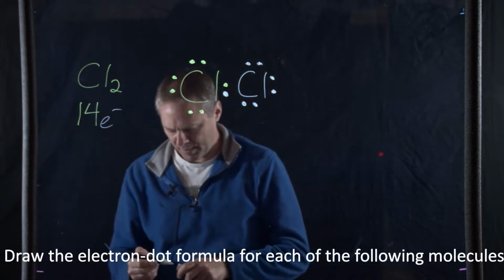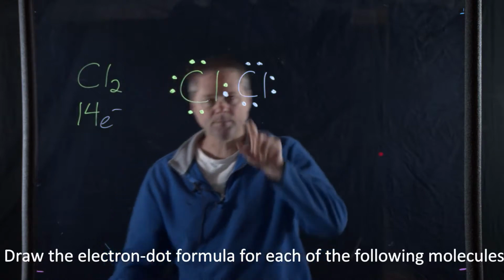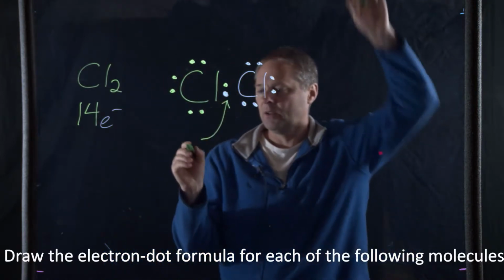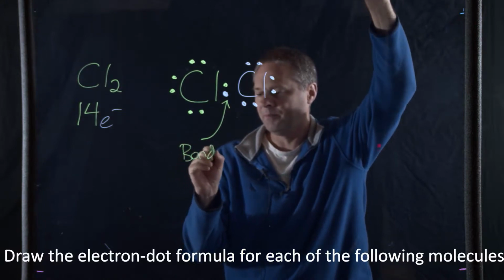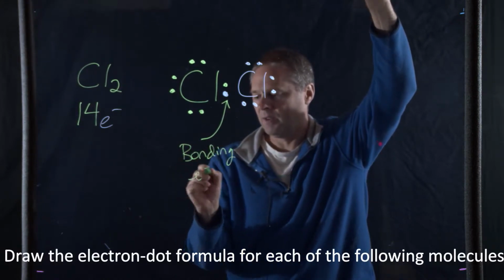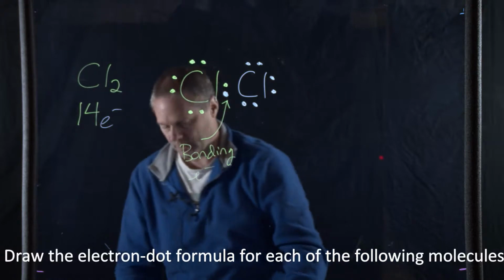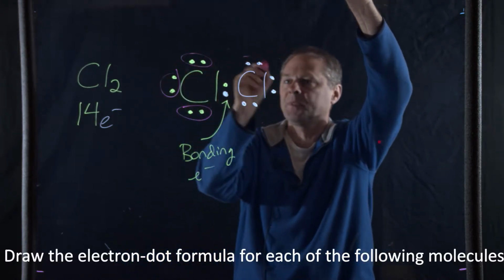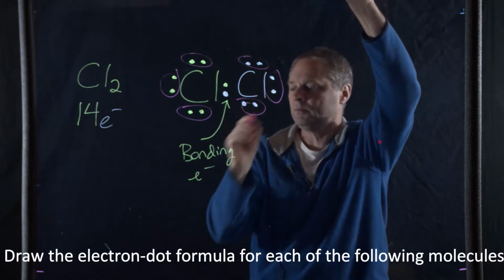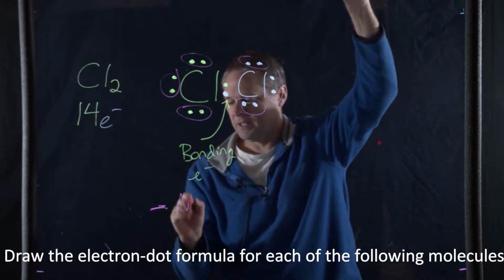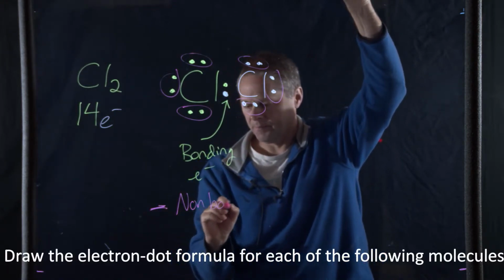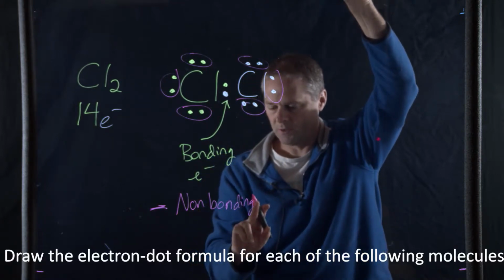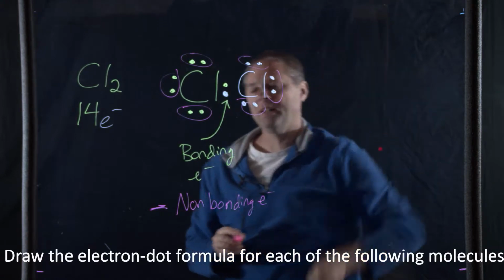One thing I failed to mention is these pair of electrons here, these are going to be the bonding electrons. All right. The remaining electrons, I'm circling in pink, those are going to be non-bonding electrons.